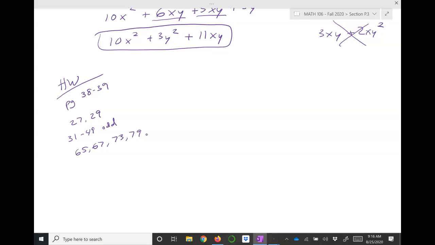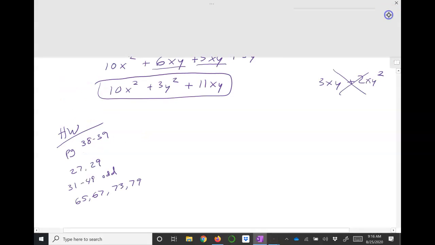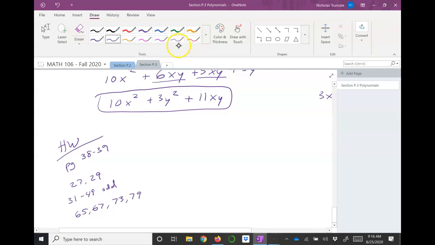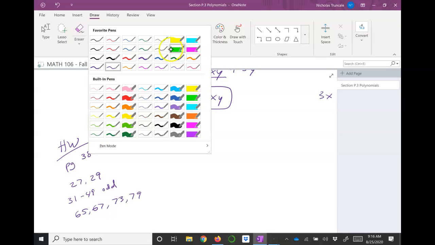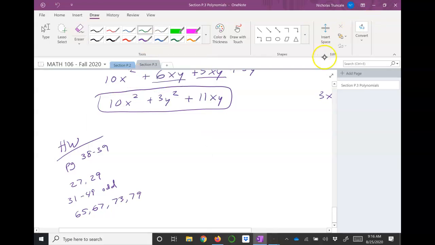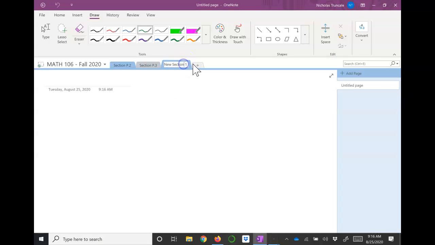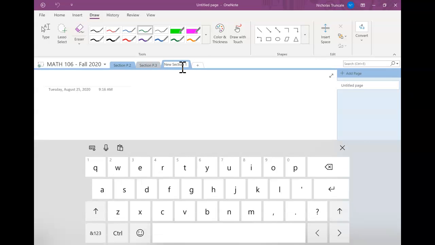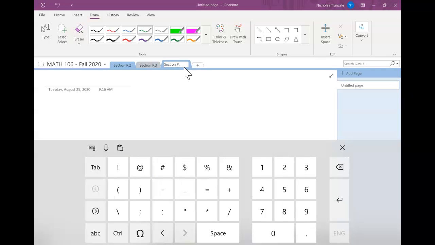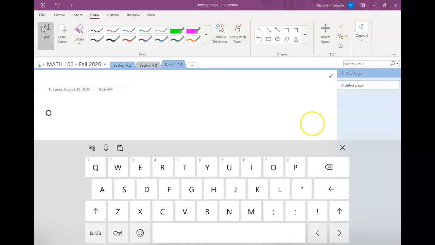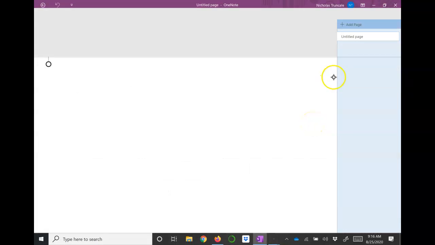Okay, so let's move right along here. This is great. Let's see, I'm going to go with a different color here. Let's go green. So we're going to go to the next section, Section P.4. I wonder if it'll let me. Yeah. Oh, there it is. All right. Okay, so Section P.4.